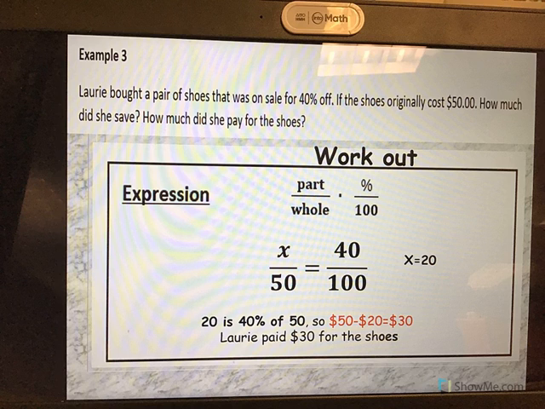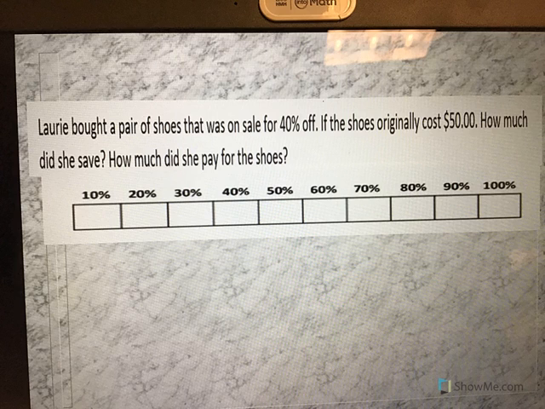When I work it out and solve for this, I get $20 is the part. But this is asking me two questions. How much did she save? Well, first she saved $20. How much did she pay for the shoes? Well, if the shoes cost $50, you subtract 20, she would then pay $30. So Lori paid $30 for the shoes.